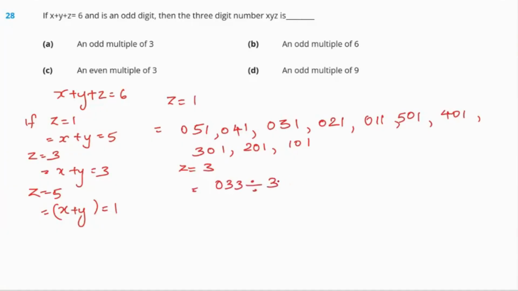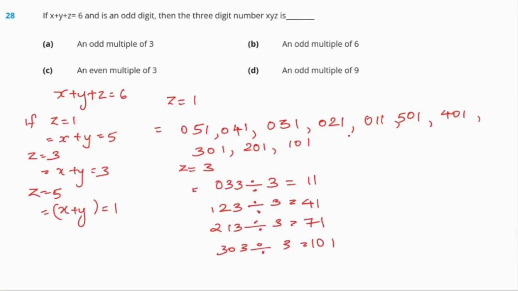When we divide with the odd multiple, we will get 11. Next case, when we take 123, the sum is 6 only. 123 divided by 3, we get 41 only. The next case we can take is 213. 2 plus 1 plus 3 is again 6, divided by 3, it is 71 only. And 303 also, we are getting here 101.